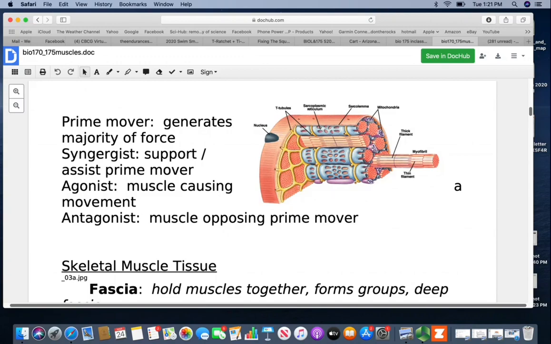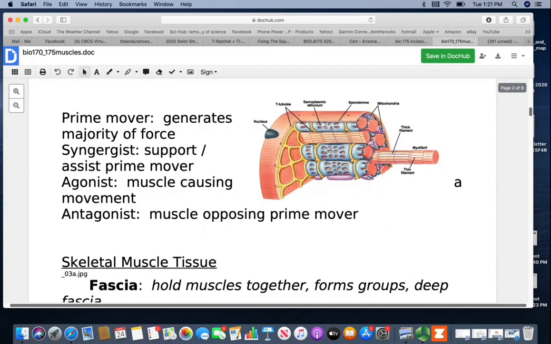When we talk about the agonist and antagonist relationship, the agonist is the muscle that's going to cause a movement, while an antagonist will oppose it. If we're going to bend at the elbow, doing some elbow flexion, the biceps is going to be the agonist. The triceps would be the antagonist that would oppose that motion.